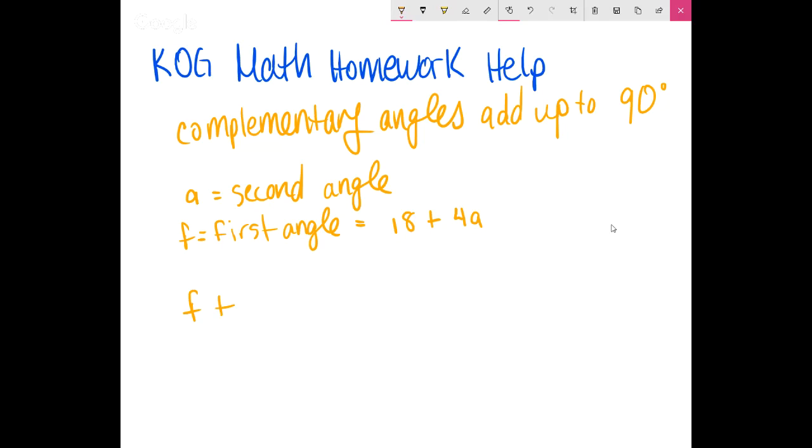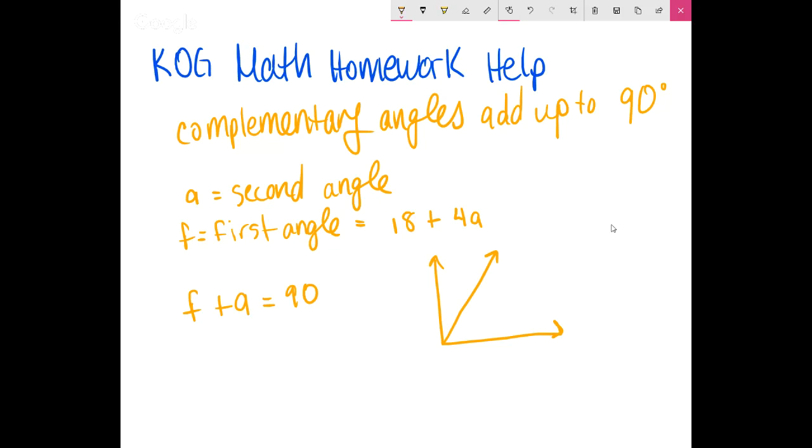So F plus A, we got one angle, we got the first angle, we got the second angle. I didn't want to use S because S usually looks like 5. That F plus A equals 90. Cool? F plus A equals 90. So that looks like this, basically. 18 degrees. Oh, no, we don't know that yet.